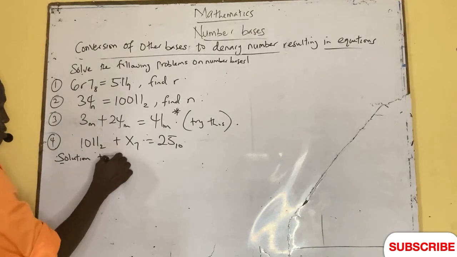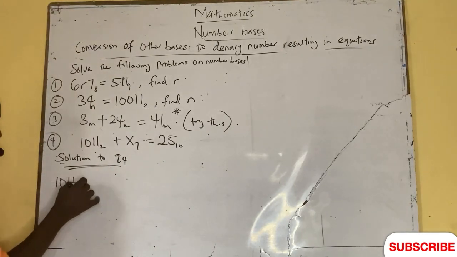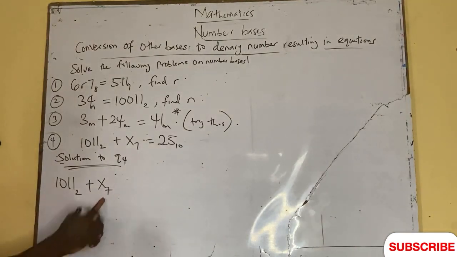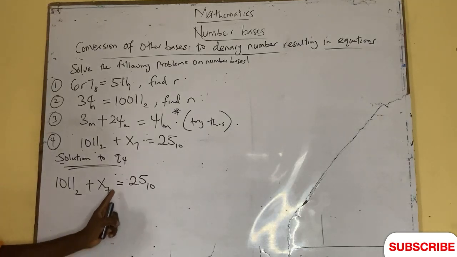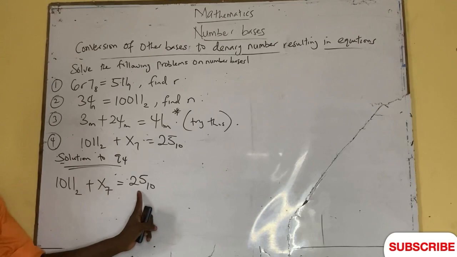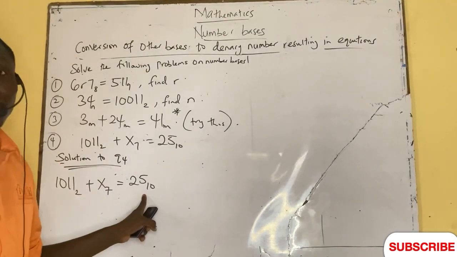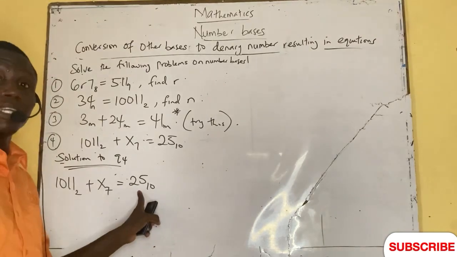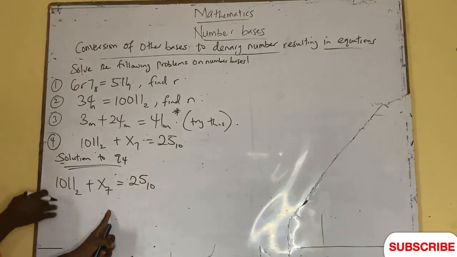Question 4. Now, here is 1011 base 2 plus x base 7 equal to 25 base 10. Here, we are going to use the expansion method, but there's only this part for us to convert because the other is already in base 10, already in standard form. If you expand it, you're still going to get 25, so there's no need to expand it again. So just expand the left hand side. In fact, that's why I'm doing the question.